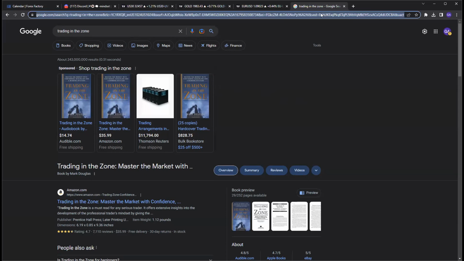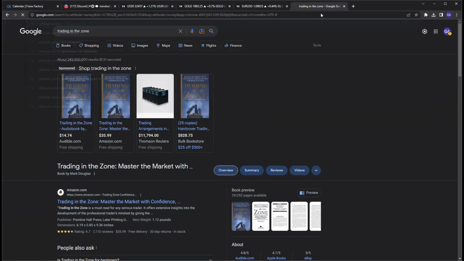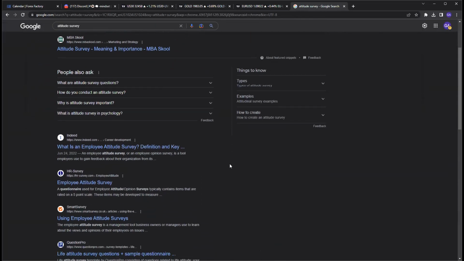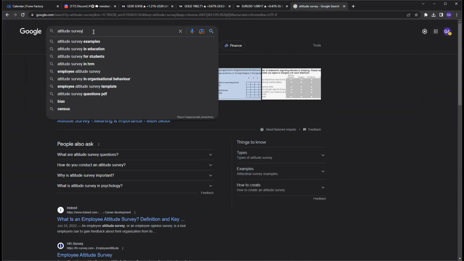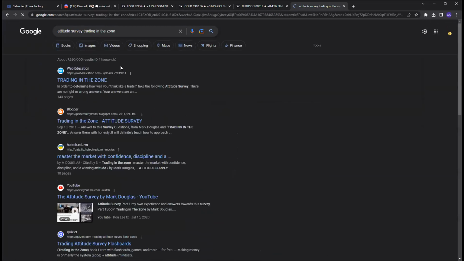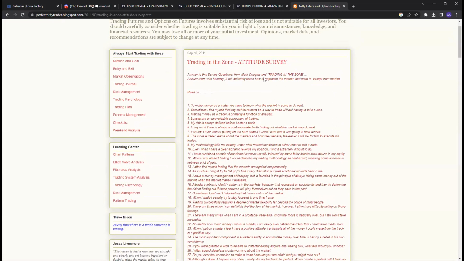I'm currently in the chapter that goes over what he calls the attitude survey. We'll go over these questions real quick. It's like 30 or so questions. Attitude survey, Trading in the Zone. It was interesting, right? Even for me, the area I'm in right now, asking myself these questions. So it's like 30 questions. Just take some time and ask yourself some of these questions.